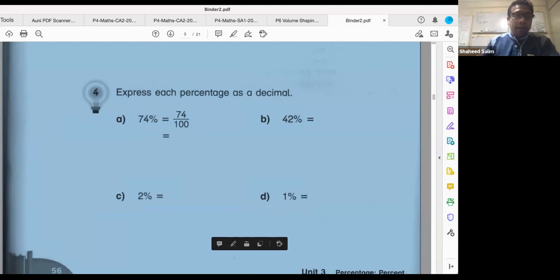Shafia, A correct, B correct. Let's see whether your C and D can be correct. So, Farish, your C and D. Farish, C and D are now correct.